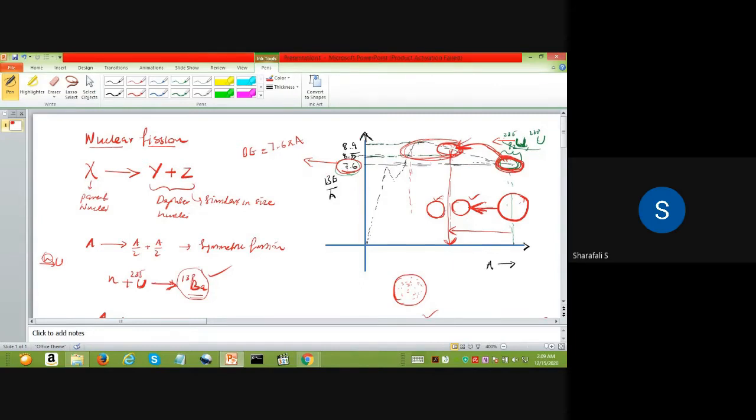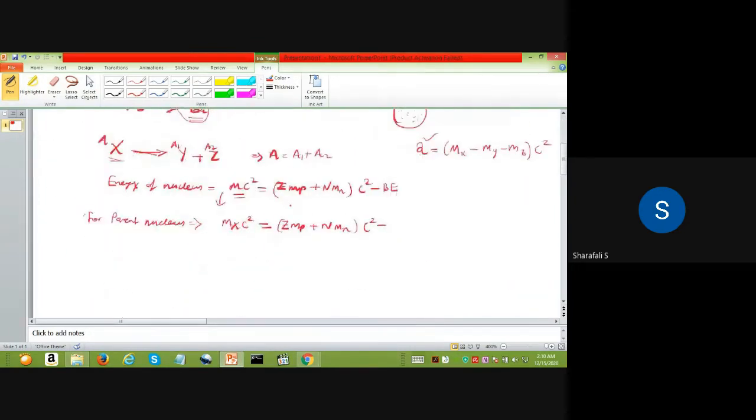Similarly, if you consider the daughter nuclei, the average binding energy will be around 8.5 mega electron volt, because these heavy nuclei, after nuclear fission, become lighter nuclei having this average energy of 8.5. So for the daughter nuclei, the binding energy will be 8.5 times A, if you consider that they have a similar mass number.